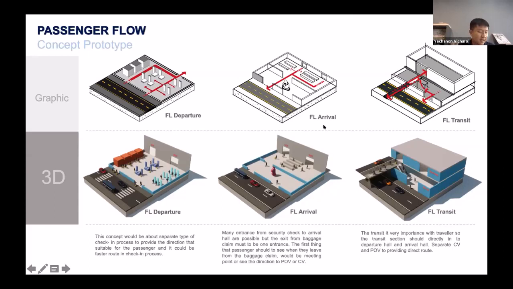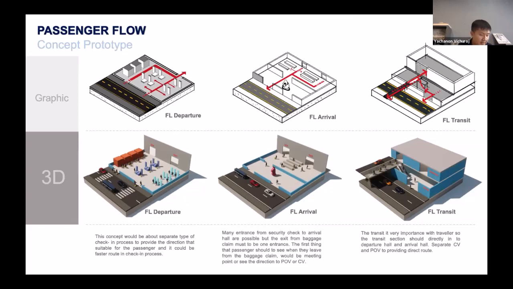And the second one is the arrival hall. The arrival hall should have only one single entrance because it makes an easy meeting point when the passenger has arrived at the airport, and it also reduces confusion points in the arrival hall.